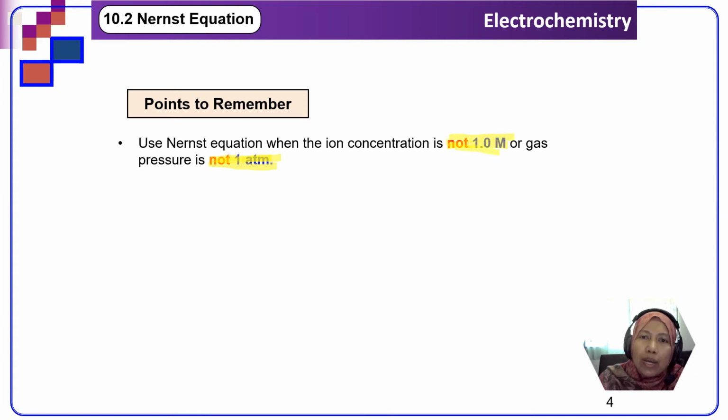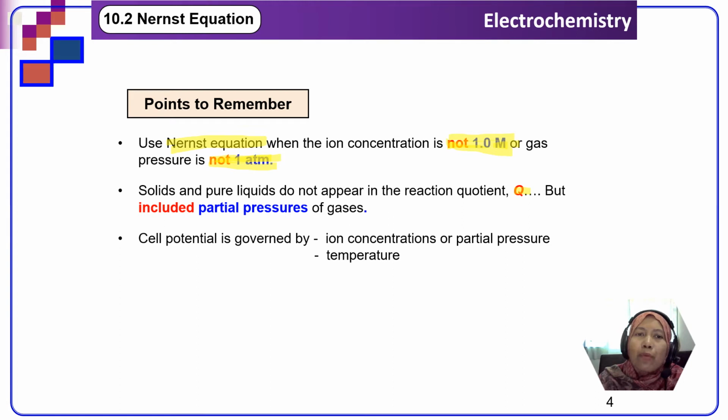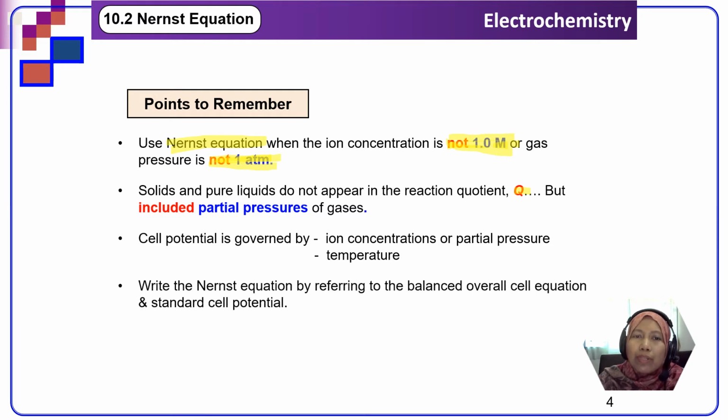So, kita lihat kepada soalan. Jika nilai dia bukan 1 molar atau jika pressure dia bukan 1 atm, maka kita akan menggunakan Nernst equation. Okay, next, solid and pure liquid do not appear in the reaction quotient Q, but included partial pressure of gases. Okay, cell potential is governed by ion concentrations or partial pressure and its temperature. Okay. Jadi maksudnya dia bergantung kepada inilah ion concentration, partial pressure dan juga temperature. And write the Nernst equation by referring to the balanced overall cell equation and standard cell potential.